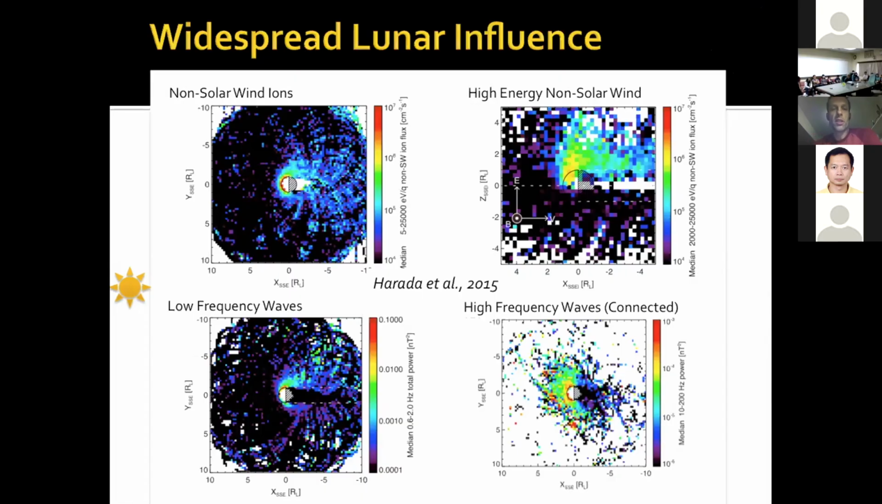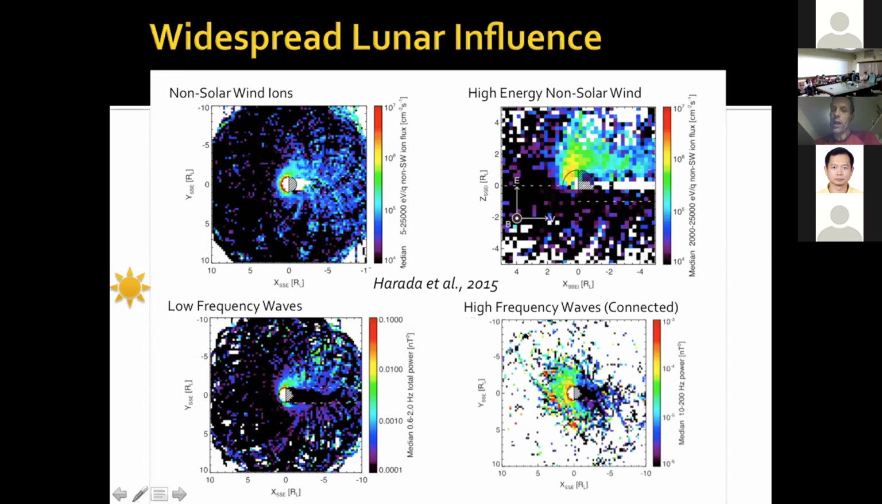So this was a study that Yuki Hirata did a few years ago. And he looked at where reflected ions are present. And you can see that within about a lunar radius on the day side, and then all over the place downstream from the moon, there are these non-solar wind ions. So these are reflected ions that have been reflected from magnetic fields and from the surface. And then if you look at plasma waves, you find that there are also plasma waves in all these regions. Low frequency plasma waves where you see the ions.